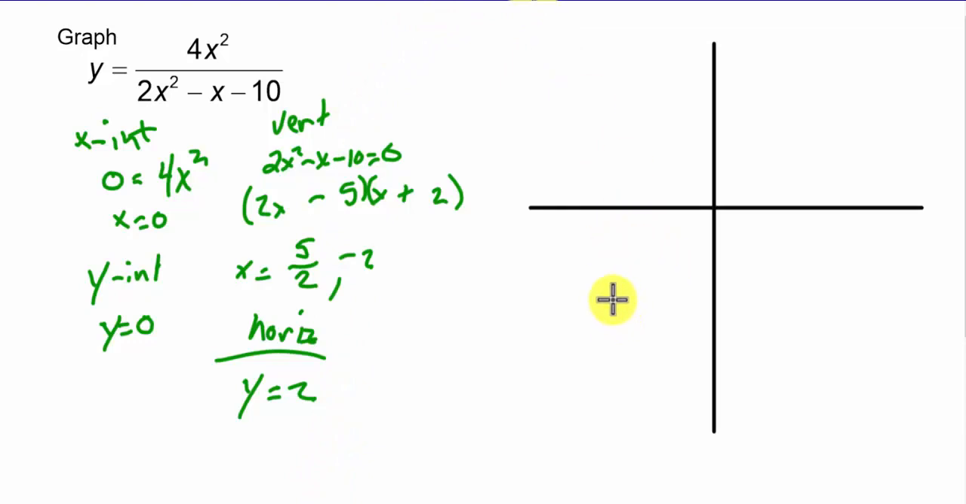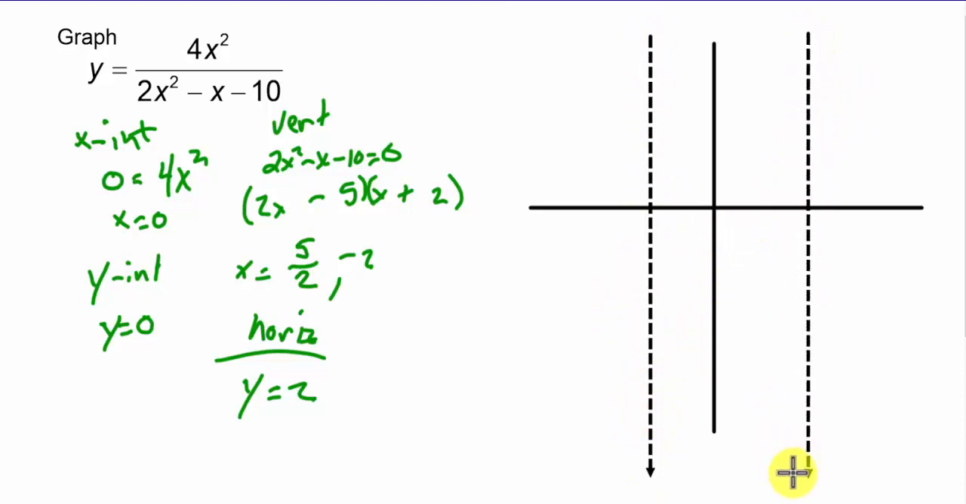I'm going to set up our graph again. Now we'll draw in our asymptotes. We've got negative 2. Let's call this right here. We've got 5 halves right around, let's call it here. We set our horizontals at 2, call that right here. And let's label this. We have negative 2, 5 halves, 2, x and y intercept of 0.